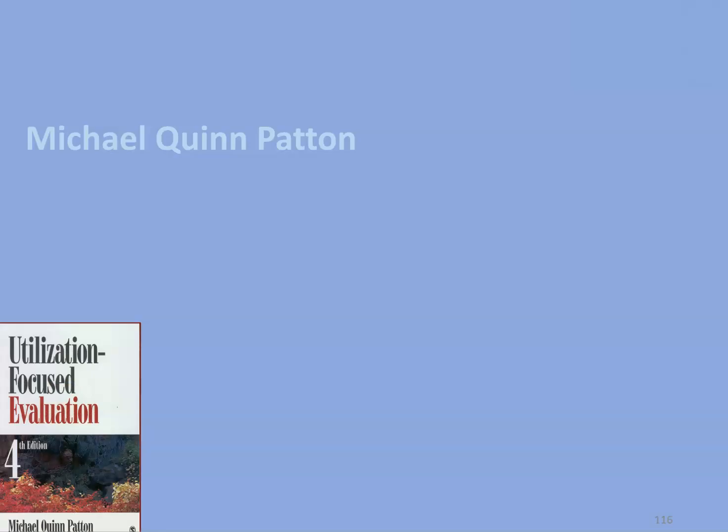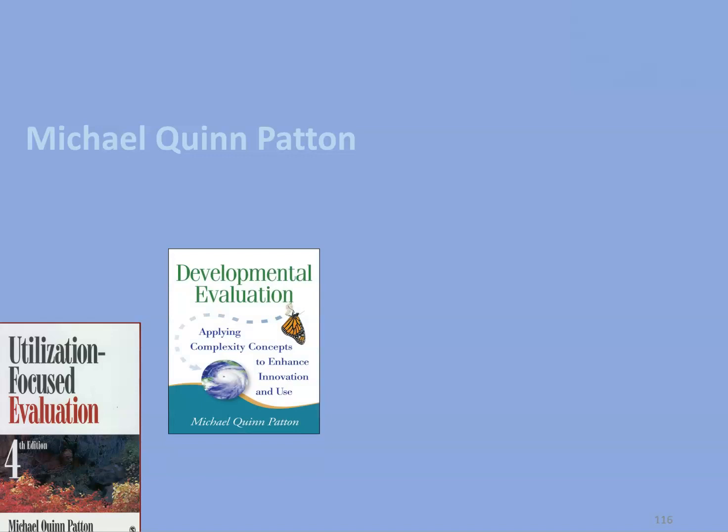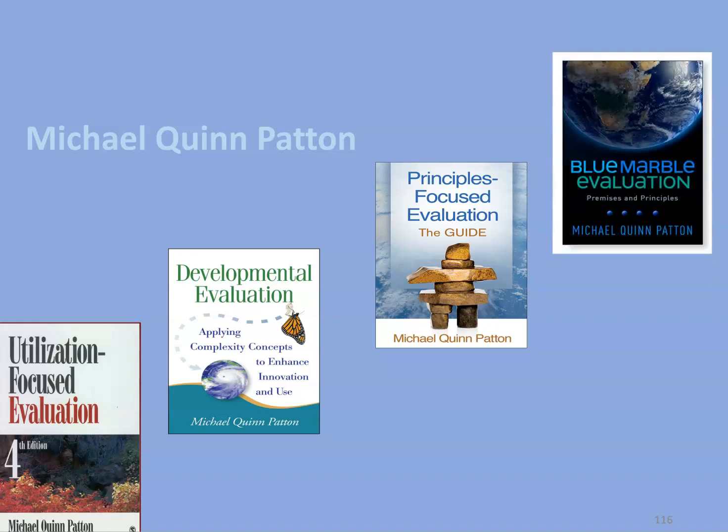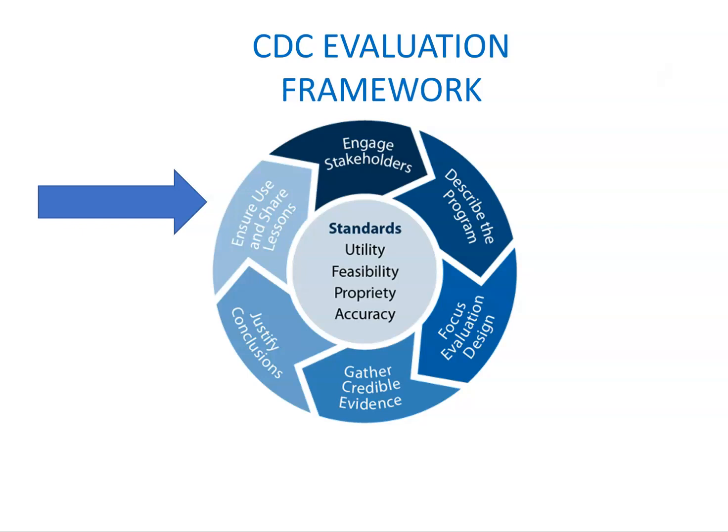The 5 editions of utilization-focused evaluation over the last 50 years have led to adaptations of evaluation in developmental evaluation for social innovators under conditions of complexity, principles-focused evaluation for principles-focused leaders in principles-based programs, and blue marble evaluation to look at global systems change. All of these built around making utility the first and foremost criterion for quality evaluation.